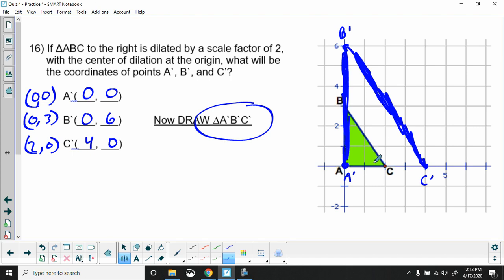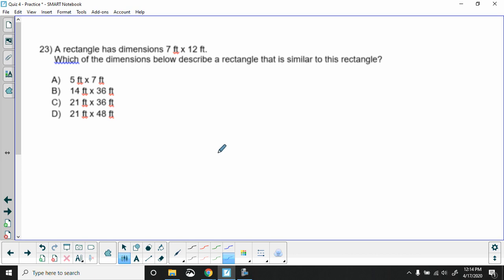Boop. A rectangle has a dimension 7 by 12. Which of the dimensions below describe a rectangle that is similar to this rectangle? Similar. Let's see, we got 14. Look, 7 times 2 is 14, but 2 times 12, same scale factor, is 24, so that can't be it. 3 times 7 is 21. 3 times 12 is 36. That's a very good possibility. This one shot up by 4. This is still the 3. That ain't happening. No way that is going to work. C is our best option.